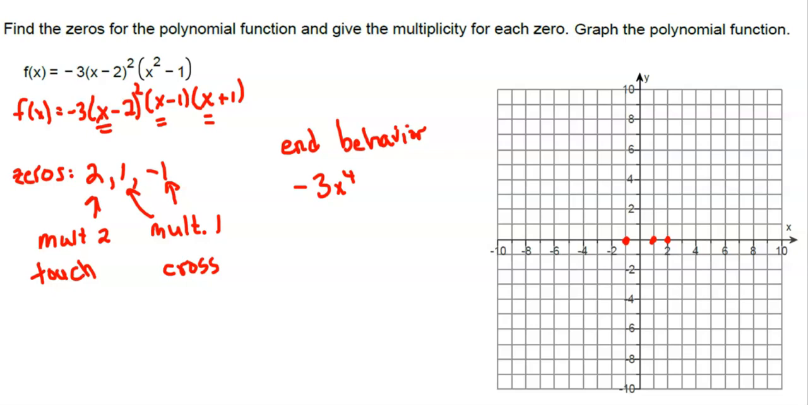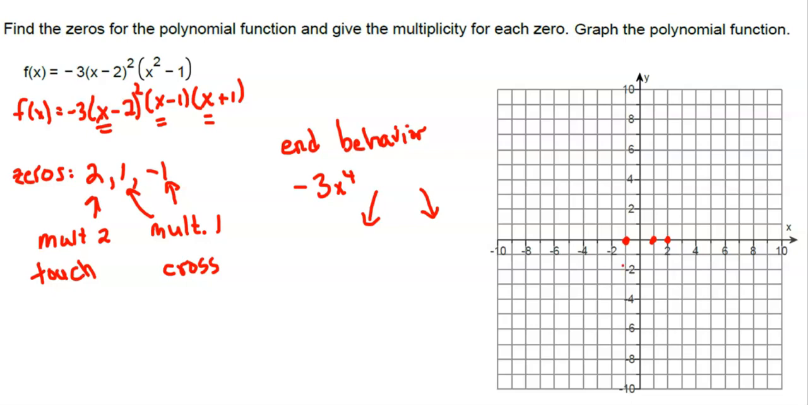Because the highest exponent is a 4, that tells us that the ends of the graph will go the same direction. They're either both pointing up or both pointing down. Because the leading coefficient is negative, that tells us that our ends are pointing down. So regardless of what the graph does in the middle, we know that on the ends, it's going to be pointing down. So now let's put the information together to make a rough sketch.